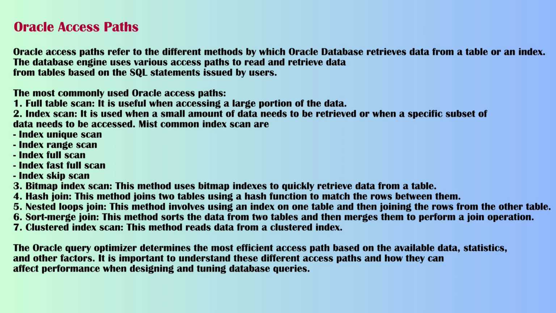The steps of Oracle Sort Merge Join can be summarized as follows. The data from both tables is sorted based on the join key using an efficient sorting algorithm like quicksort or mergesort. The sorted data is then merged into a new table, which contains the matched rows from both tables. The merge process involves comparing the values of the join key in each sorted table and combining the matching rows into the new table. Finally, the new table is returned as the result of the join operation.